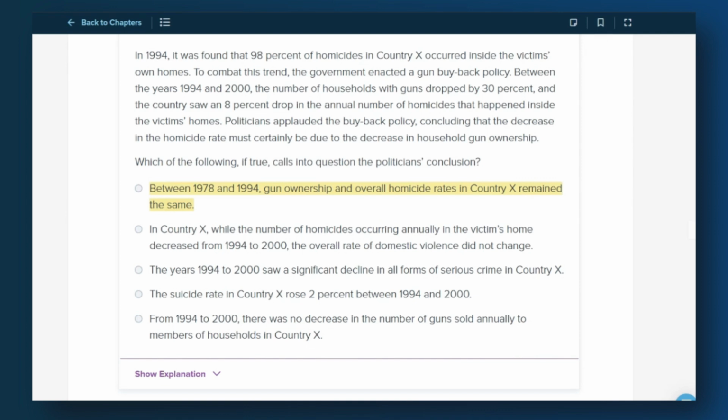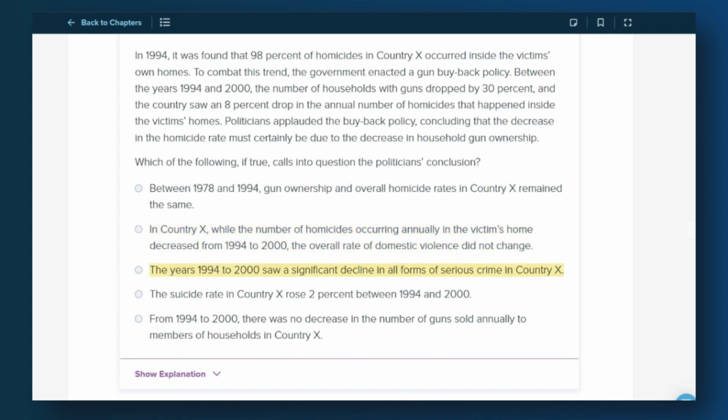A. Between 1978 and 1994, gun ownership and overall homicide rates in Country X remained the same. This choice is irrelevant. Can you see why? Because it pertains to a time period before the period we're discussing. B. In Country X, while the number of homicides occurring annually in the victim's home decreased from 1994 to 2000, so the right timeline, the overall rate of domestic violence did not change. This choice is irrelevant because it's about a different crime than the one we're discussing. We're only concerned with the homicide rate, and this is about domestic violence.